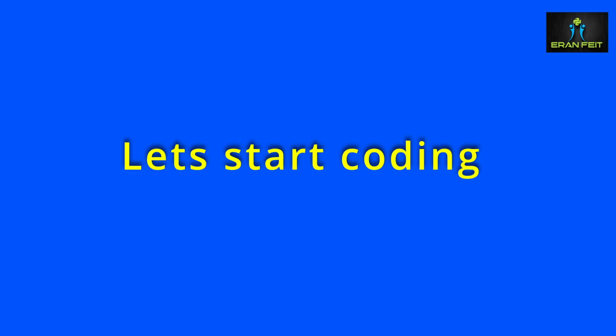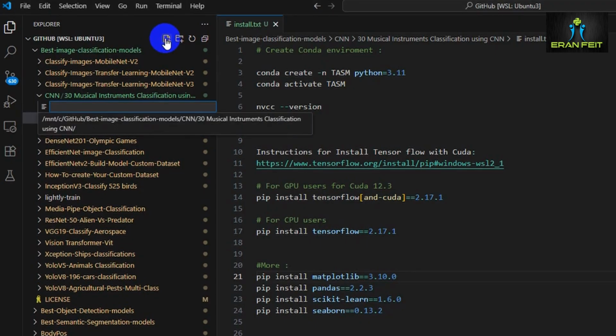So let's start coding. First of all, we will create a new and fresh Python file. In this Python file, we will create our model and do all the training. So let's name it build CNN for 30 musical instruments.